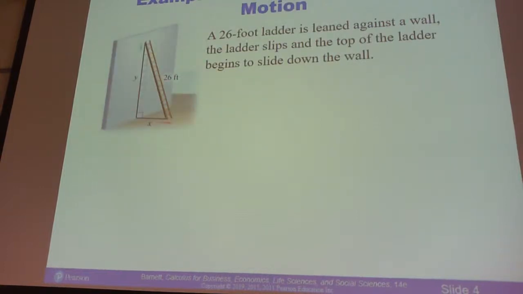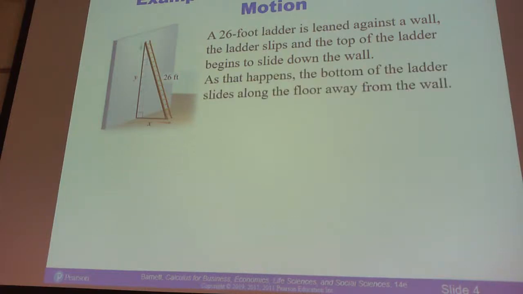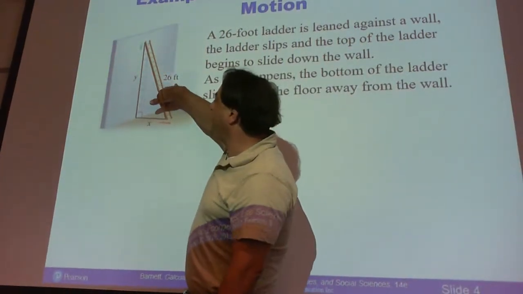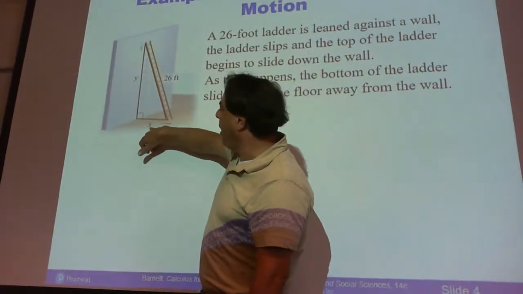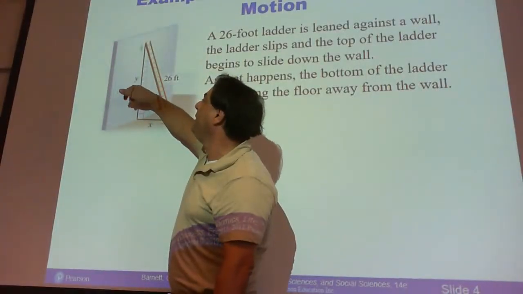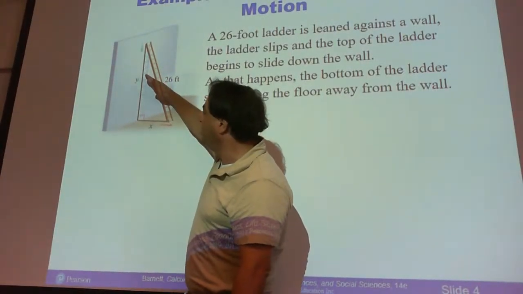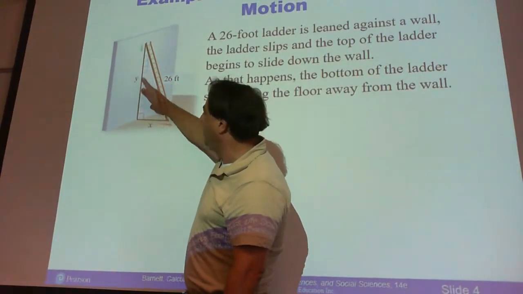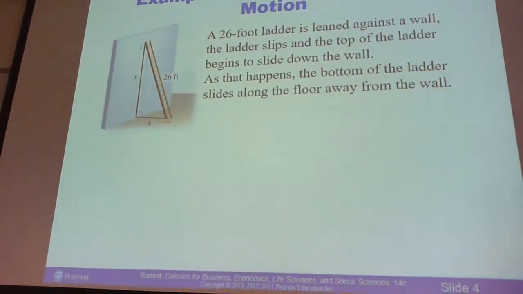So, example 1. A 26-foot ladder is leaned against the wall. The ladder slips and the top of the ladder begins to slide down the wall. As this happens, the bottom of the ladder slides along the floor away from the wall. So, we have a ladder against the wall. The ladder is 26 feet. The distance away from the wall we'll call x, and the height of the ladder along the wall is y. But this ladder is falling slowly. As it falls, it goes down the wall and it goes away from the wall, to the right.